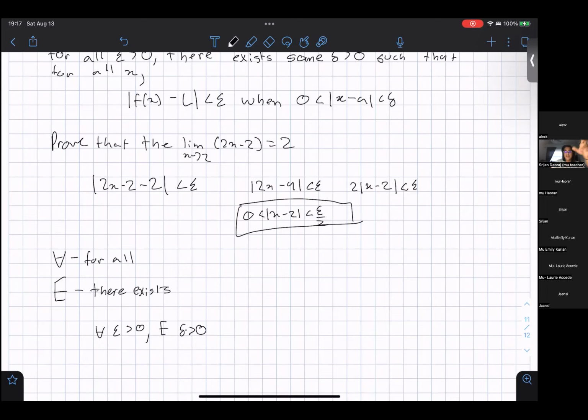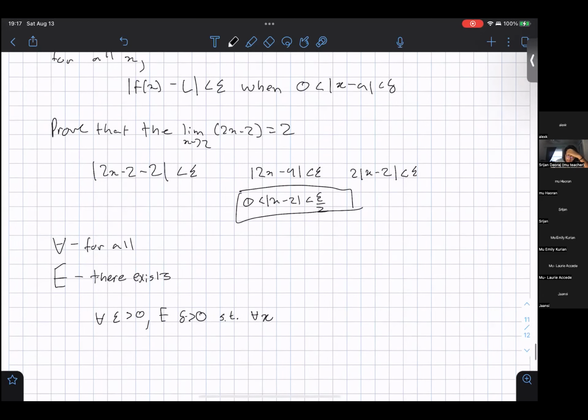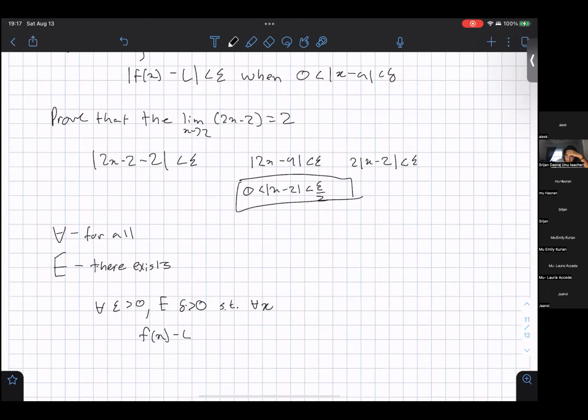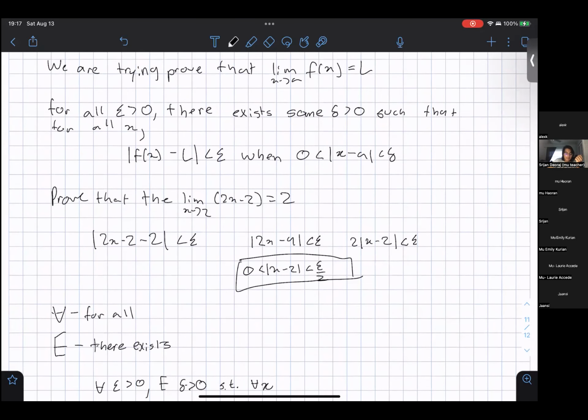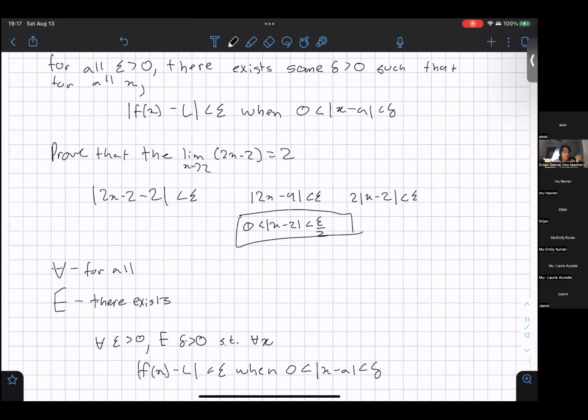And then you'll often see such that abbreviated as s.t., such that for all x, the absolute value of f of x minus L is less than epsilon when 0 is less than the absolute value of x minus a is less than delta. So make sure you know these symbols. It's honestly better to memorize this and the symbols independently, and then just be able to apply it whenever you see them on a test or something.